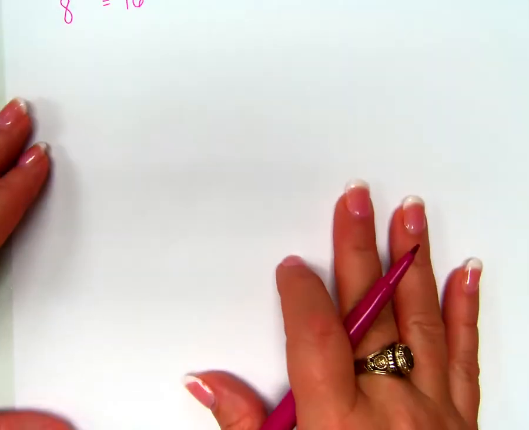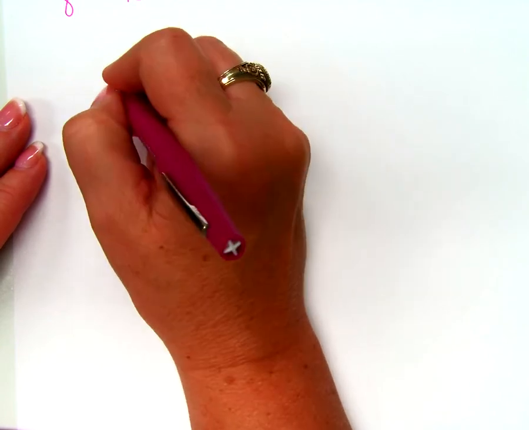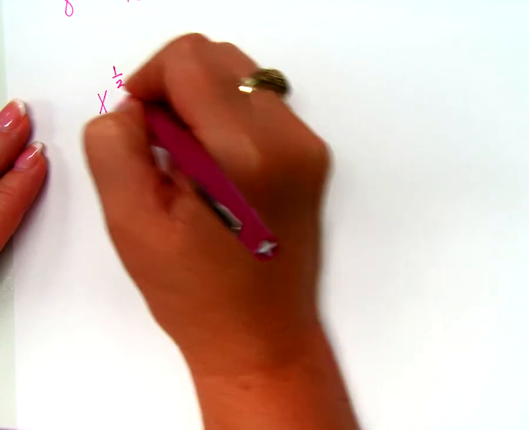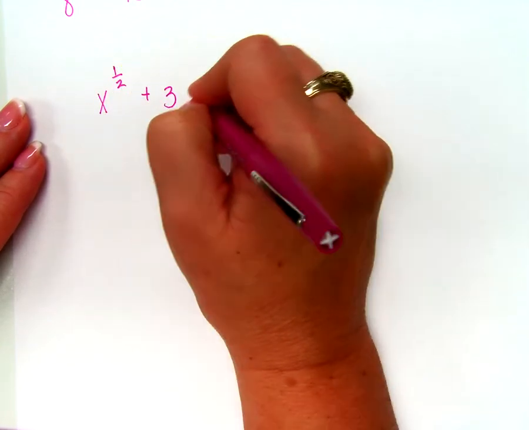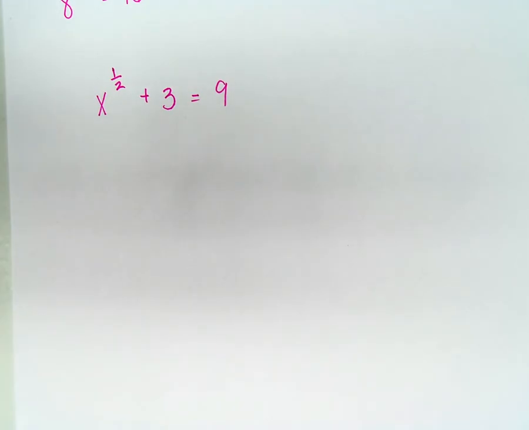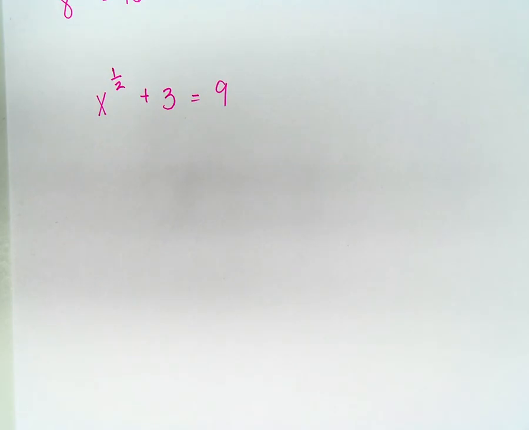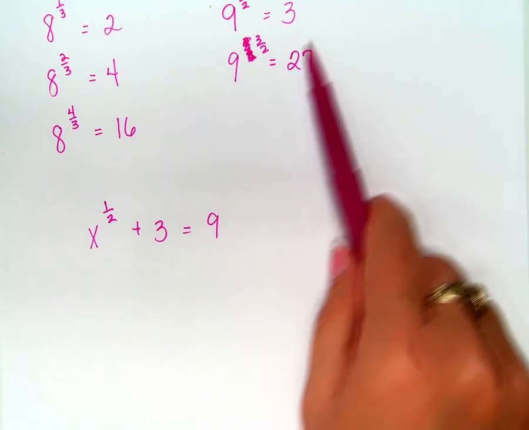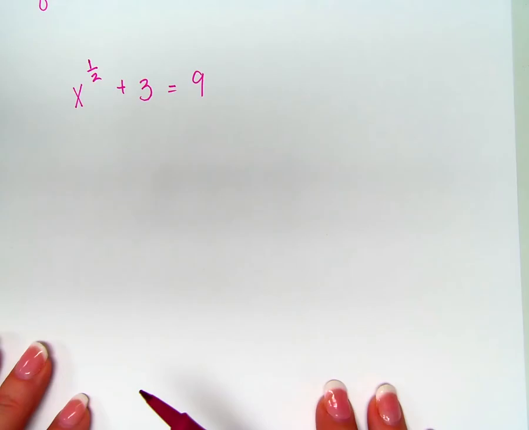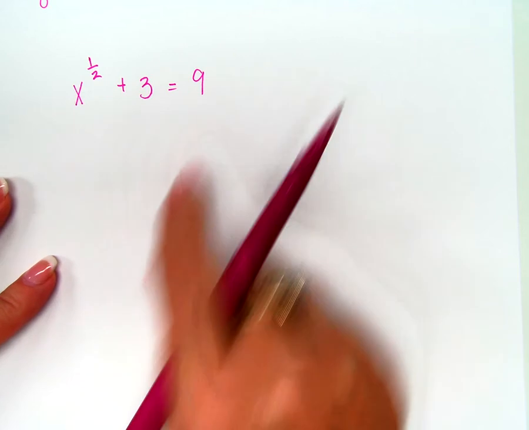So here's where we're going to go with that. I'm going to say to you, x to the 1/2 power plus 3 equals 9. Where did 3 and 9 come from? Well, that's just given to you. That's part of the problem. I don't want you to think just because we just did a bunch of examples with 3s and 9s, it has to come from somewhere. That just happened to be what I wrote down. Okay? How do I solve this equation?